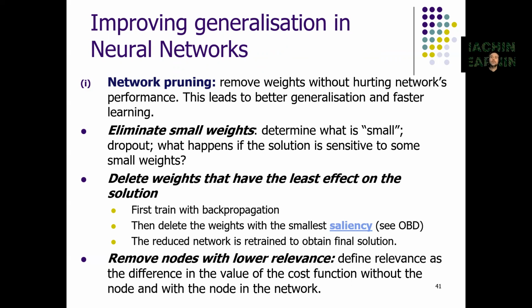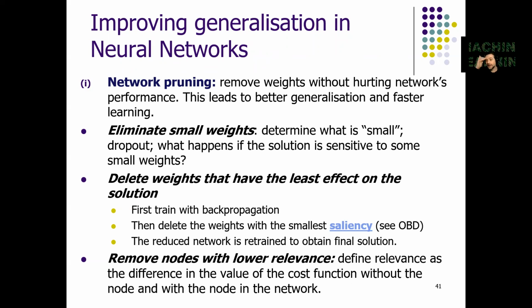So there are approaches which belong to this group of pruning techniques. Pruning is about a set of methods that actually remove weights without hurting the performance of the network. And normally this leads to better generalization and faster training. There have been different approaches. One way is to try to eliminate, that's the basic idea, very small weights. Of course, you have to define what you mean by small. So you have to have a criterion to judge whether the value is big or small.